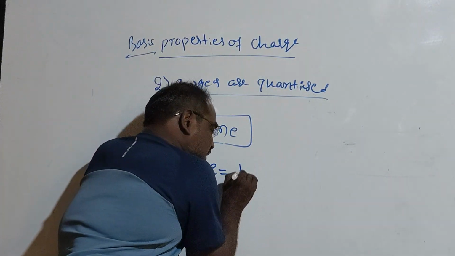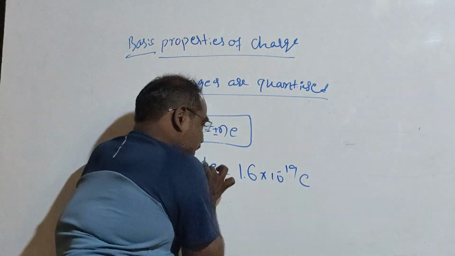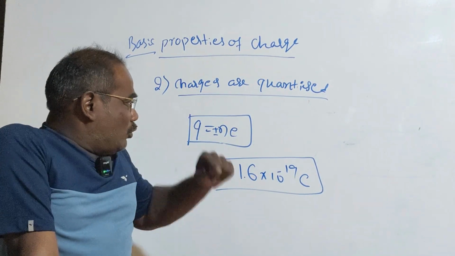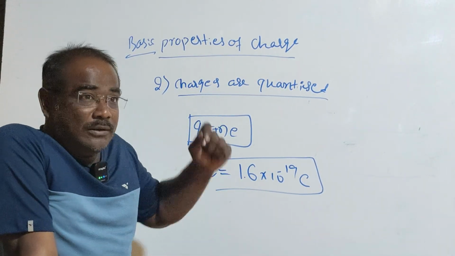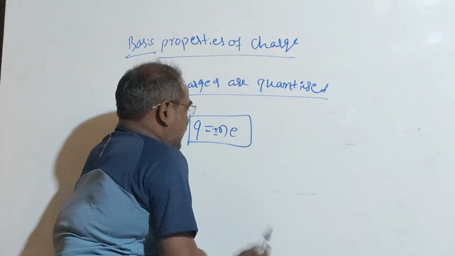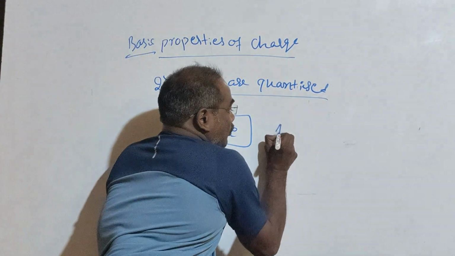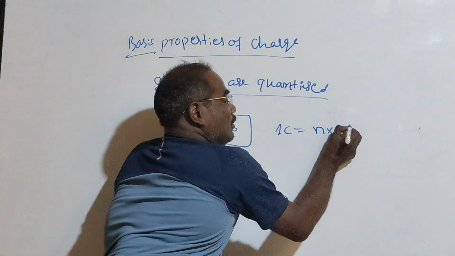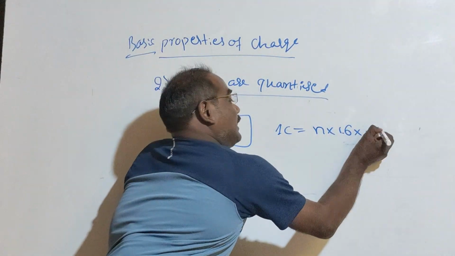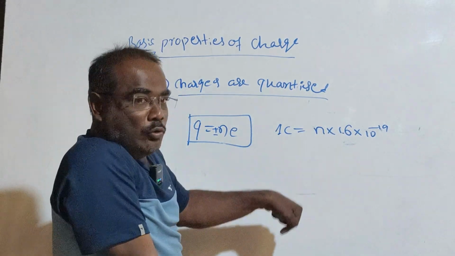What is the charge on the electron? We discussed that it is 1.6 into 10 power minus 19 Coulomb. See, if there is 1 Coulomb of charge, then how many electrons are there in 1 Coulomb of charge? I will show you how to calculate. Q equal to ne, charge is 1 Coulomb. So 1 Coulomb is equal to n into 1.6 into 10 power minus 19. Then we need to calculate the number of electrons present in 1 Coulomb.